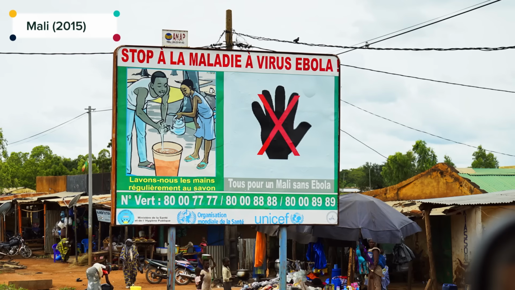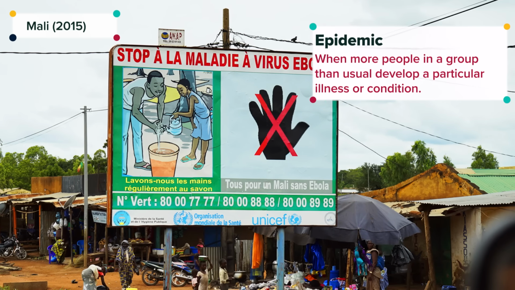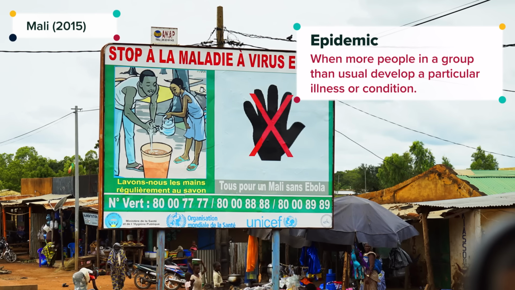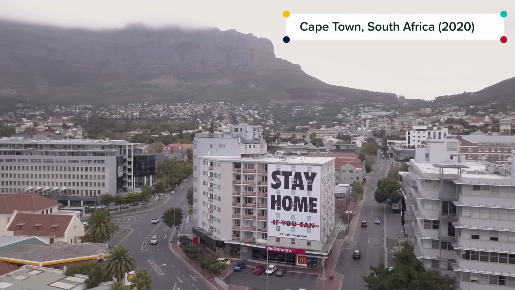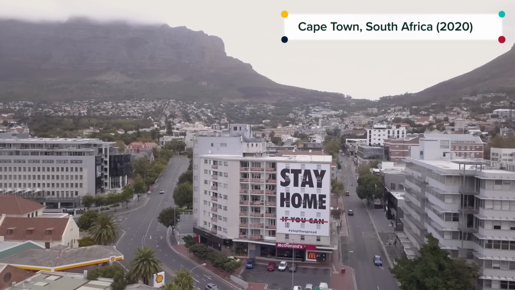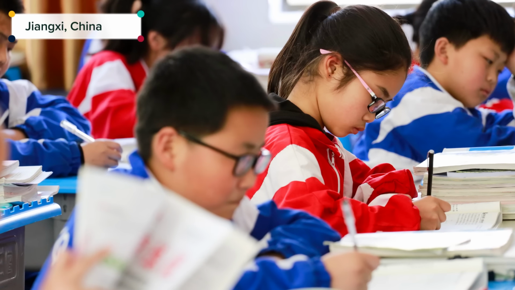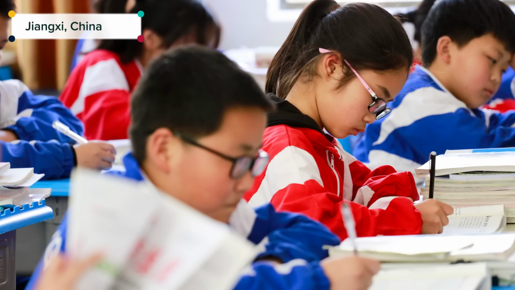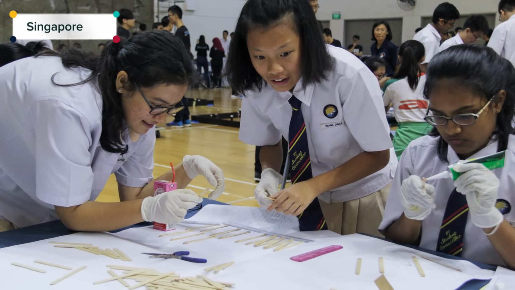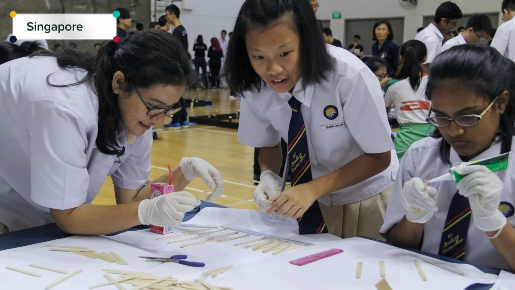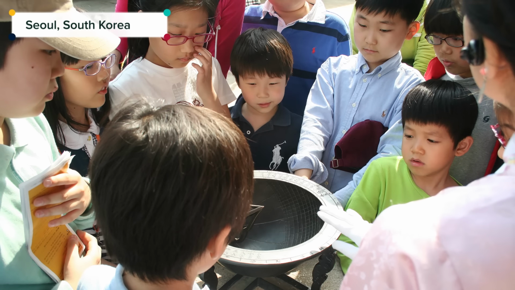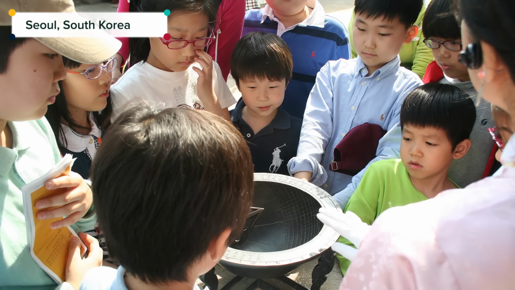The Ebola outbreak is a classic example of an epidemic, when more people in a group than usual develop a particular illness or condition. But epidemics don't need to be an apocalyptic viral event that dominates headlines. For example, as of 2019, over 80% of school-aged children in China, Singapore and South Korea were nearsighted, which is more people in that group than we would expect to have that condition. So we could say that nearsightedness is an epidemic.